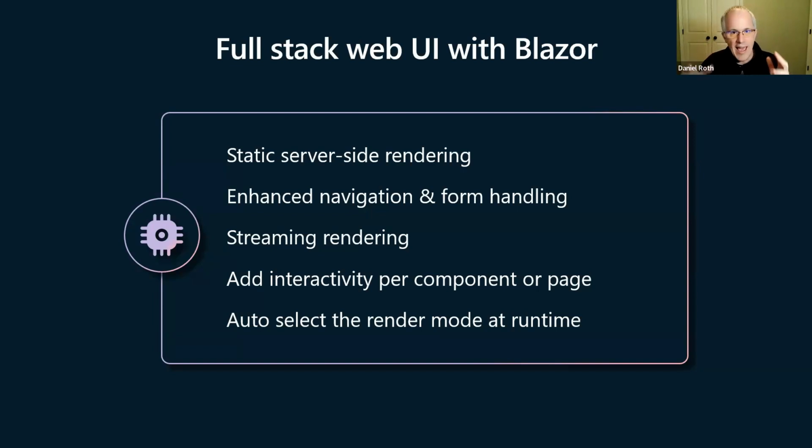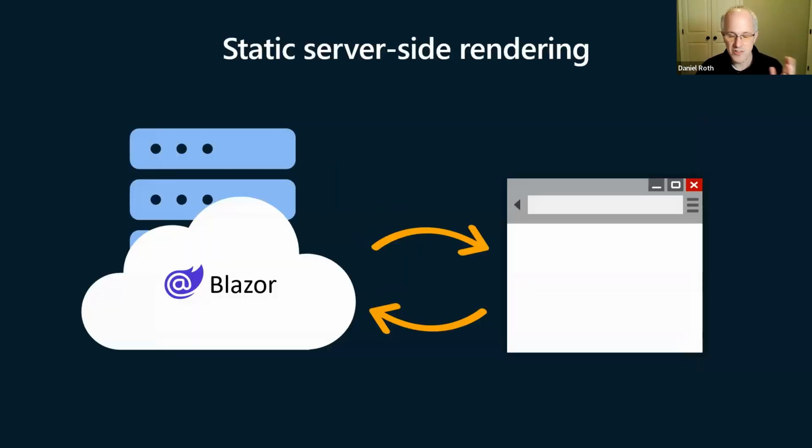You can then also add full client interactivity at a very granular scope. You can do it per component or per page. And you can do that not just statically, as part of building your app, but you can even decide how you want components to render at runtime by automatically selecting which component render mode you want to use at runtime, so you can further optimize the page load experience. And what we're going to do is take a look at each of these 5 different areas. Okay, so first, static server-side rendering.